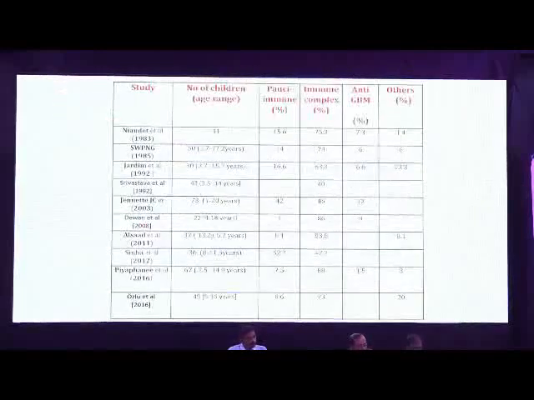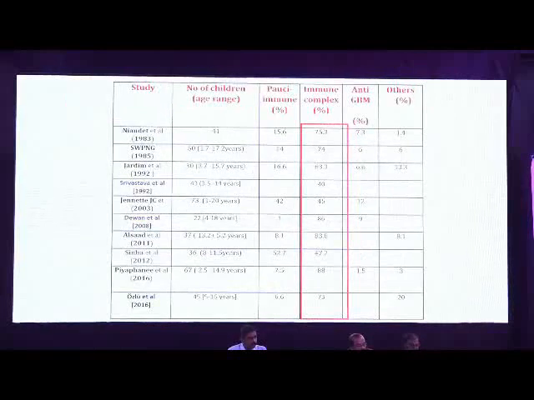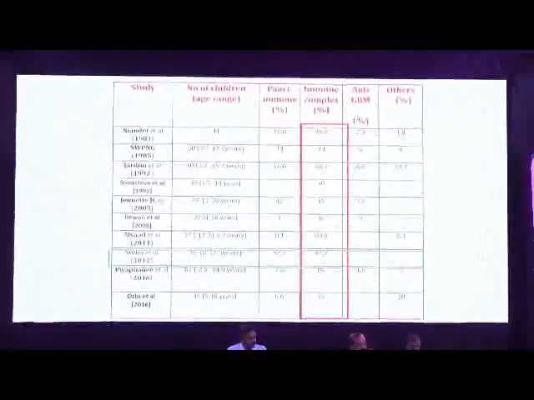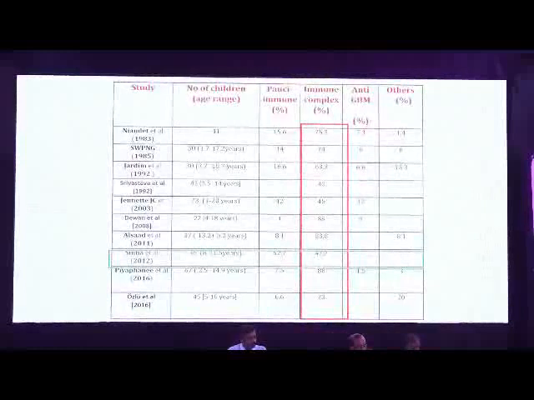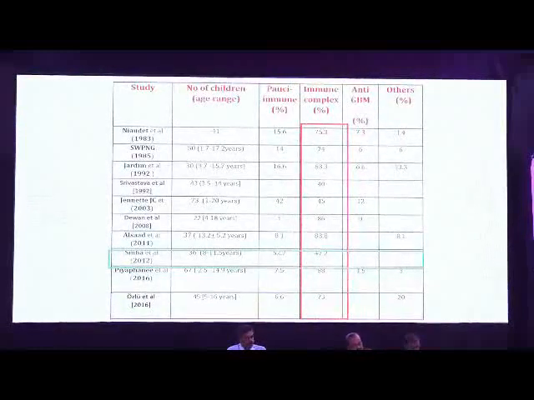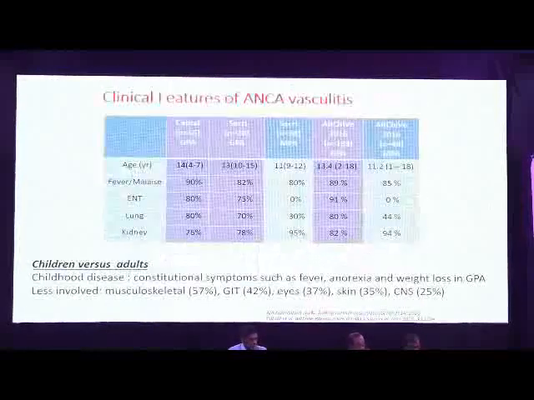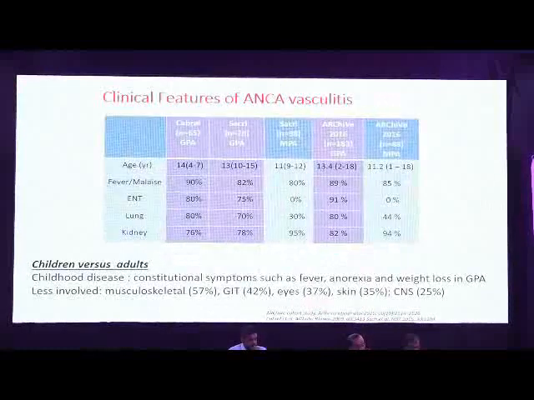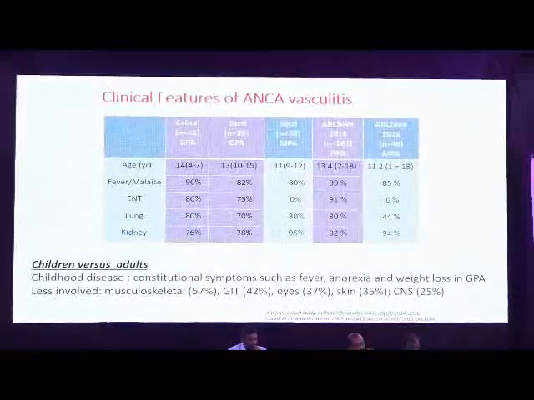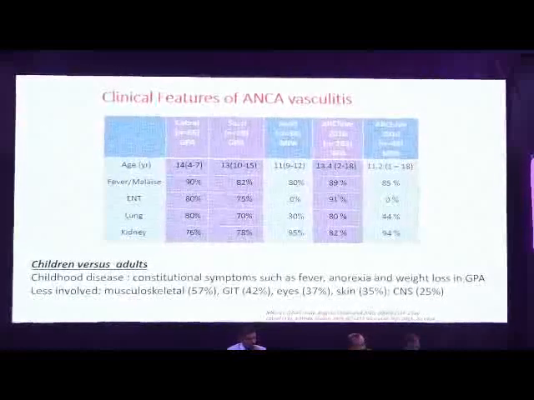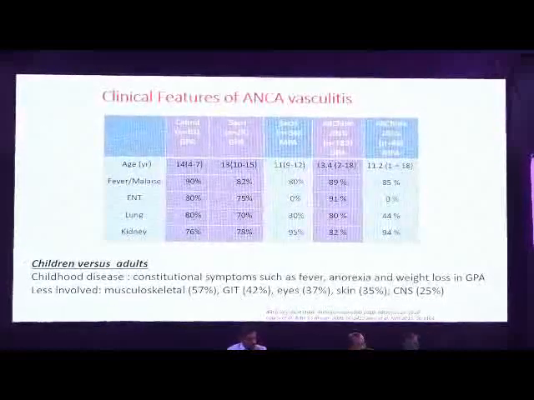Remember, there are multiple studies looking at RPGN in children, and most of them are immune complex. Now this is a study from All India Institute where they found that pauci-immune is as common as immune complex. If you ask me, I see more of pauci-immune crescentic GN in children, and it's equally common as immune complex. And in children, we do see other features like fever, anorexia, weight loss. They may have other constitutional symptoms as well.